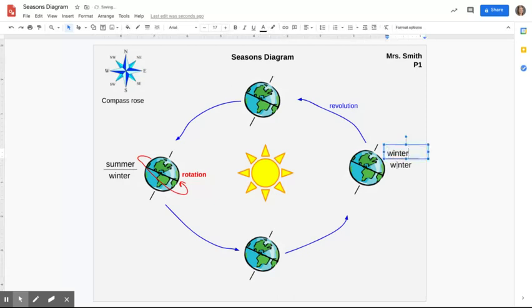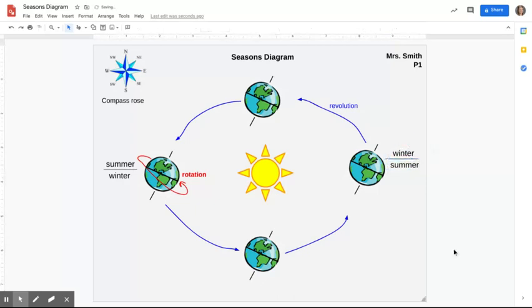So that's going to be summer. So at this time, go ahead and update your diagram. Now that we've updated that, we're going to go ahead and label the last two models of our Earth.